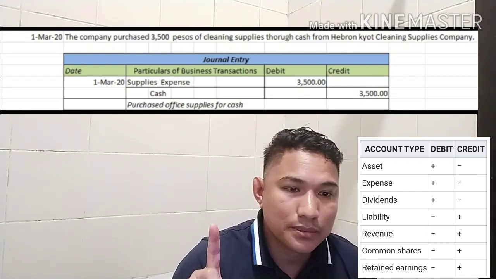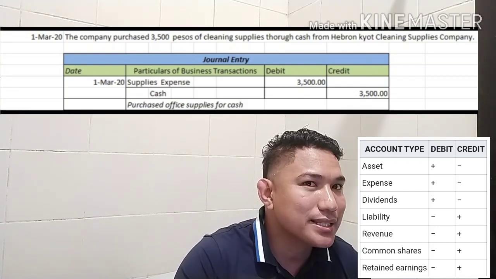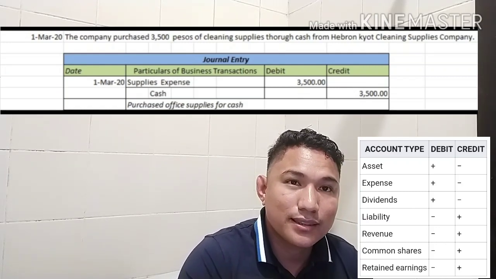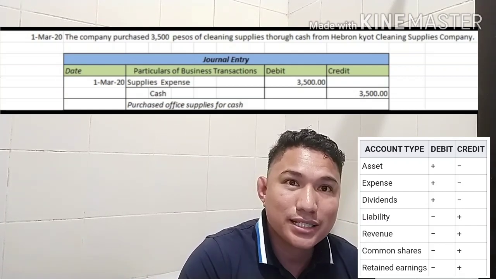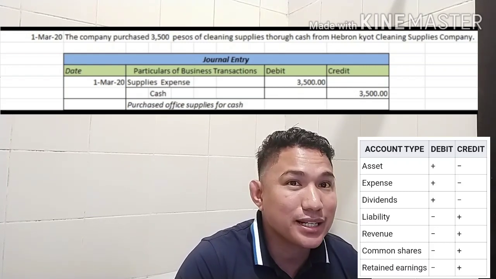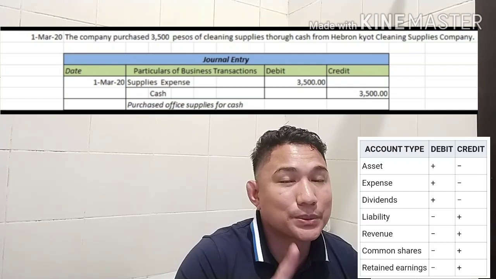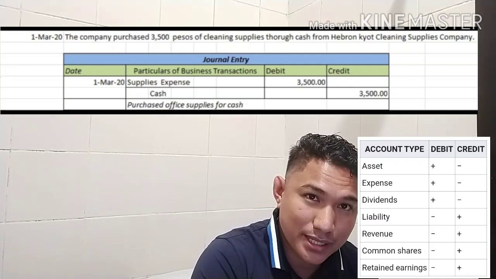Date, of course, March 1st, 2020. Your debit side is an expense account: supplies expense, 3,500. Why do you put supplies expense in debit? Because supplies expense is an expense account. An expense account has a normal balance of debit, so once it increases, you put the amount in the debit side.